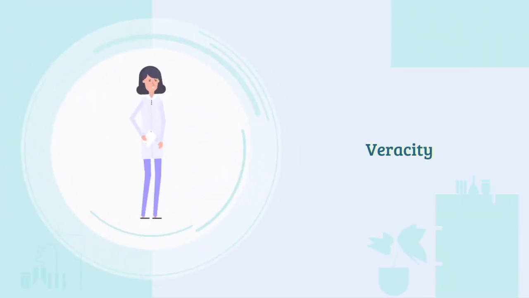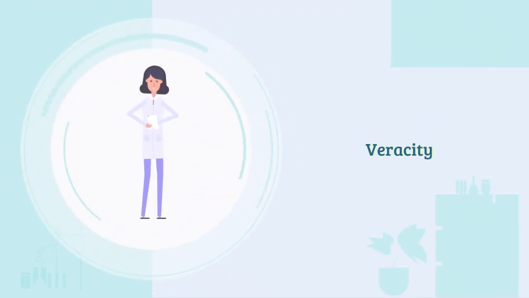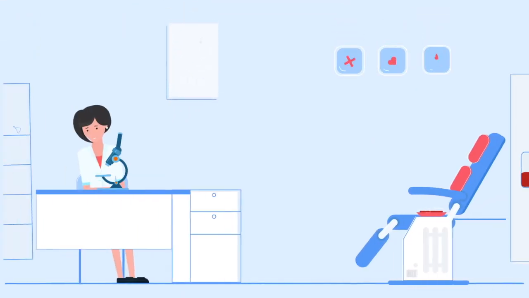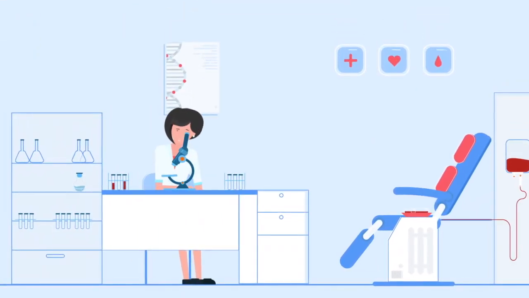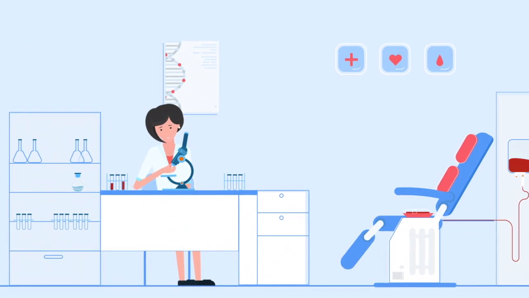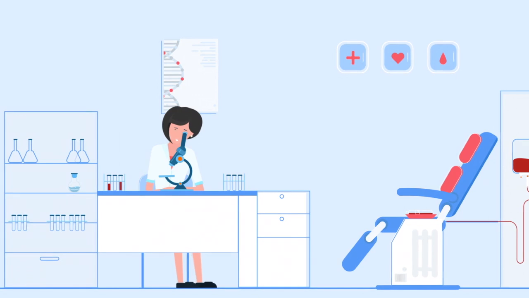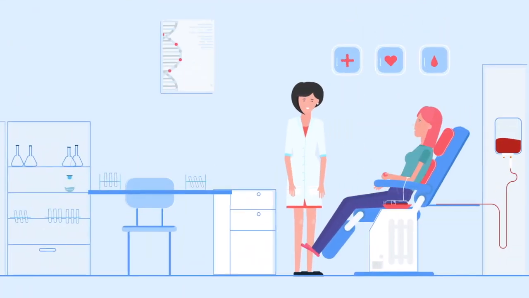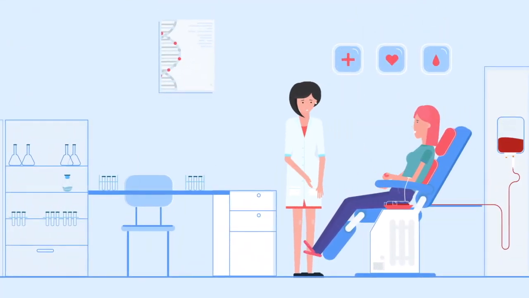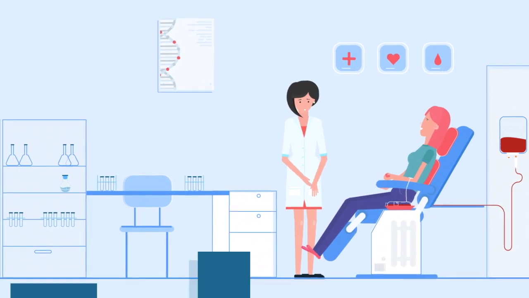Veracity means that nurses should be truthful and honest in their communications with patients and colleagues. This principle requires nurses to provide accurate information to patients and to avoid misleading or deceptive practices. Nurses must also be aware of the potential consequences of their communication and work to ensure that their patients have the information that they need to make informed decisions about their care.